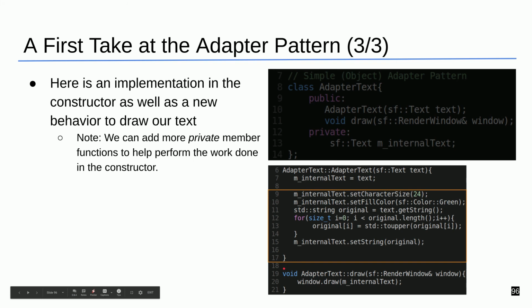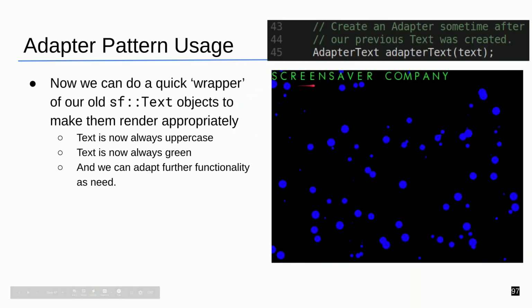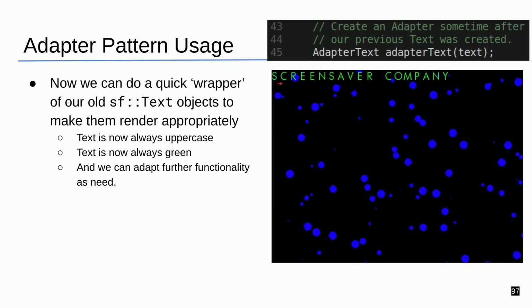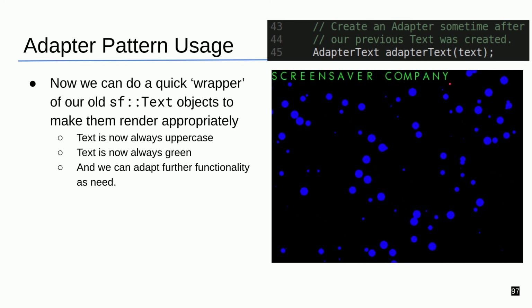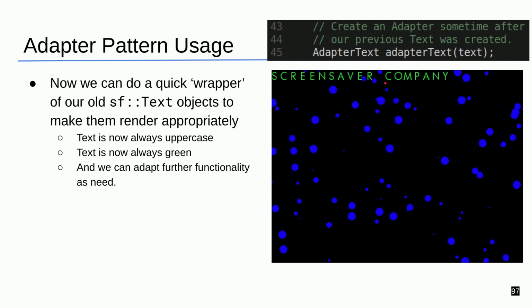And then the additional functionality that we add in our member functions here is how to draw our new adapted text. In this case, we're just drawing the internal text here. So if we do this, we get a quick wrapper class, and every time we run this program, we get screensaver company. It's all in green, it's all uppercase, it's the right font size. We are good to go.